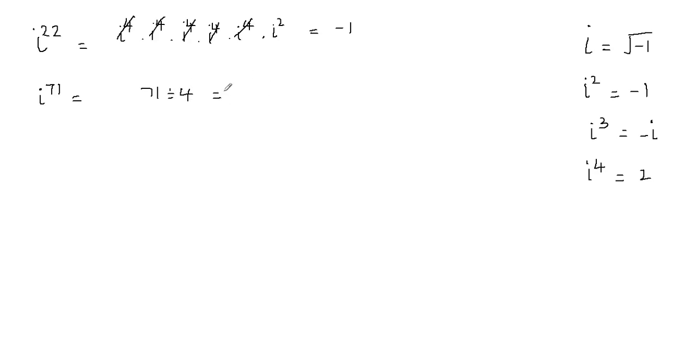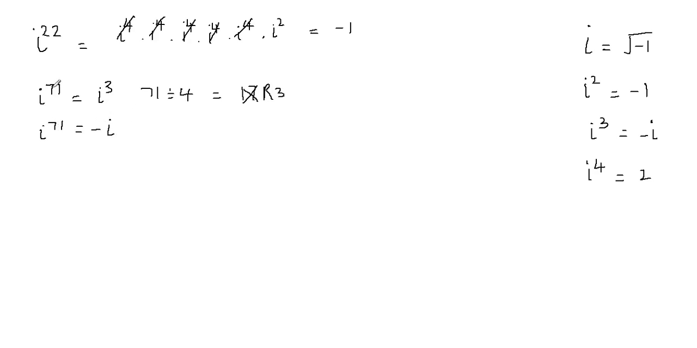If I divide 71 by 4, I'll get 17 with a remainder of 3. Now, I'm not interested in this quotient at all. I don't need this. I only need to focus on the remainder. And this remainder is going to be your exponent of i. So here, i to the power 71 is equal to i to the third. And we know the value of i to the third from this chart. We know that i to the third is equal to negative i. That means i to the power 71 is equal to negative i.